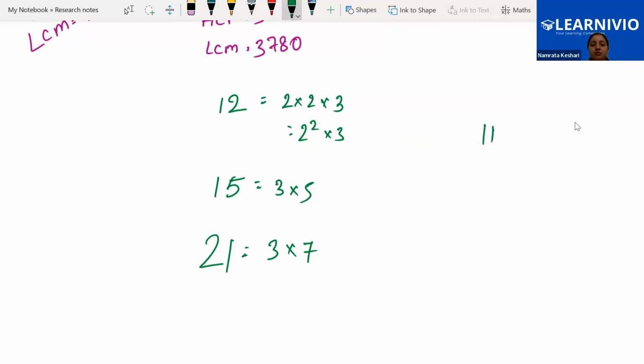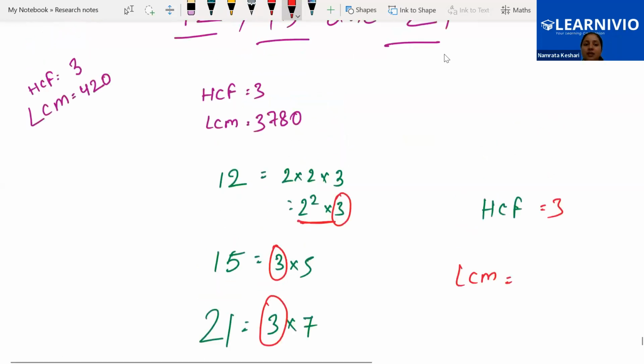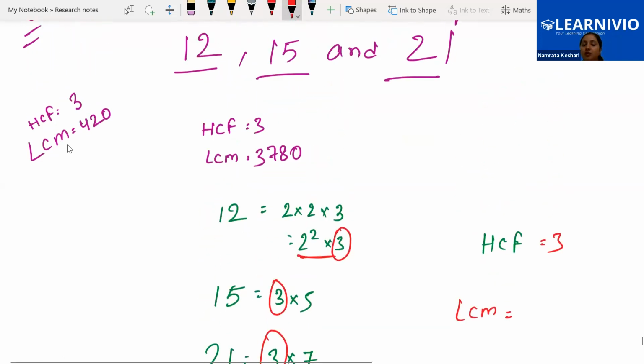HCF is just the common number which is there in each and every prime factorization. 2 square is here, 2 is not there, 3 is here, 3 is here, 3 is here, so HCF is 3. Okay, Aisha and Alvina, you both have got 3 only.